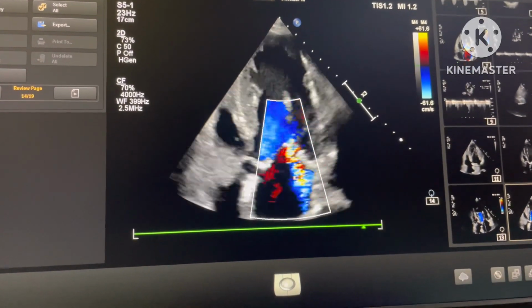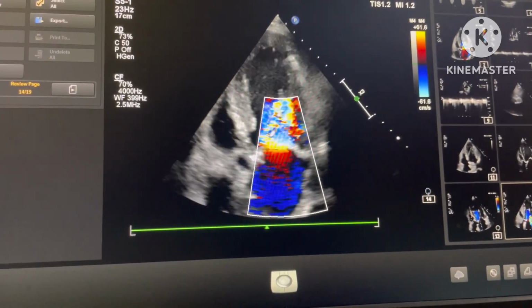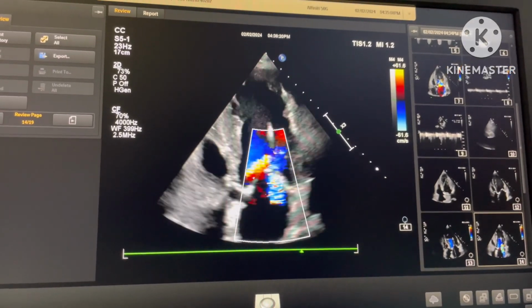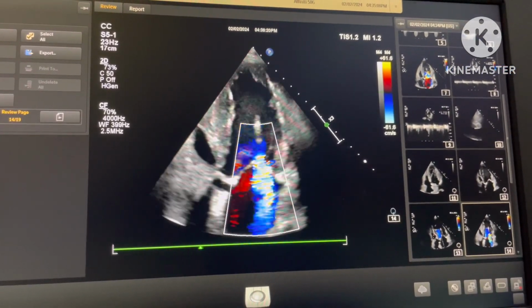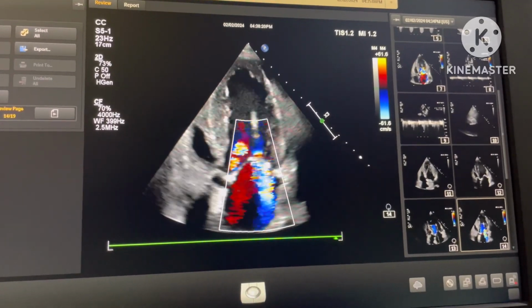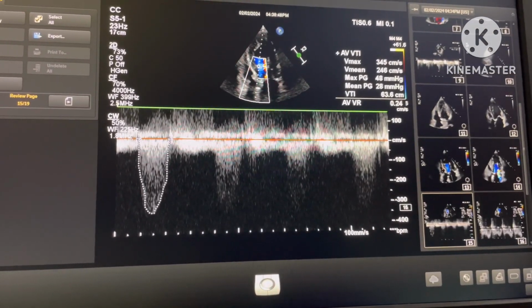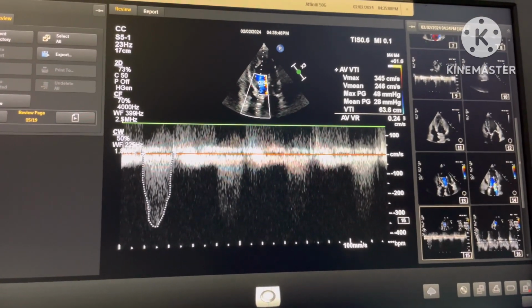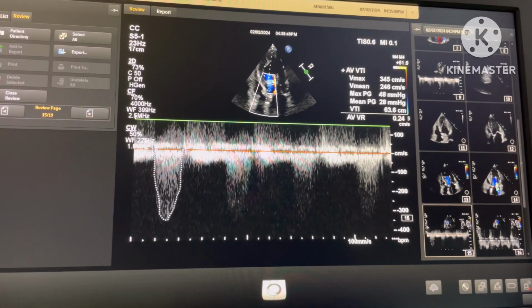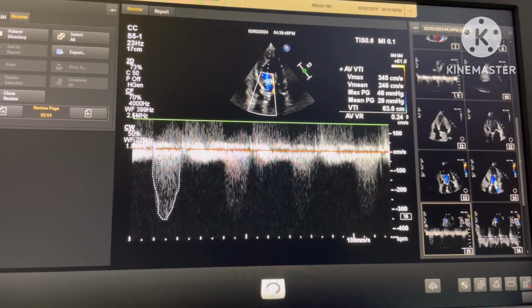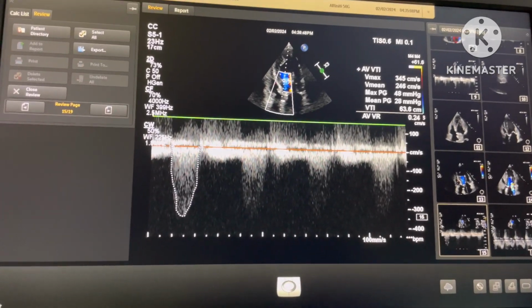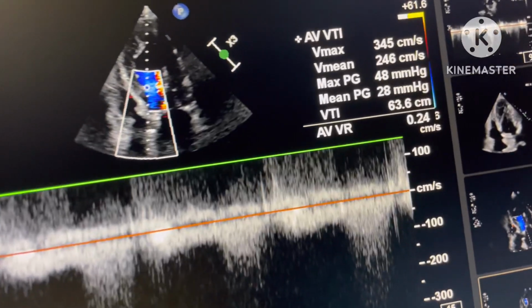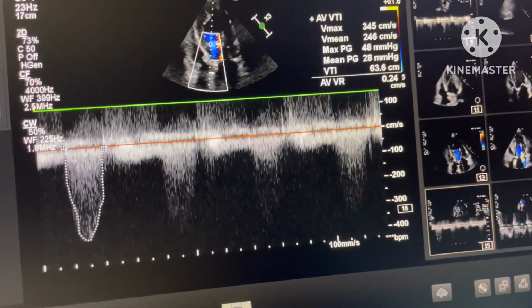In that case, we measure the velocity across the aortic valve. So we have got three things: LVOT velocity, LVOT diameter, and aortic velocity. By putting all these things together, you see here the LVOT velocity. The sample is placed across the aortic valve in continuous wave, and we calculate the time velocity integral. In this image it is 63.6 centimeters.